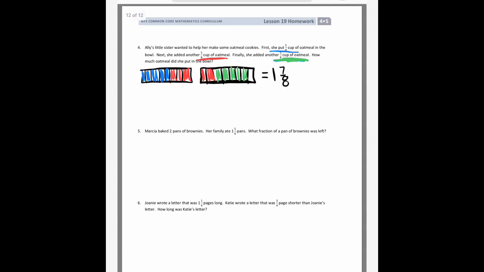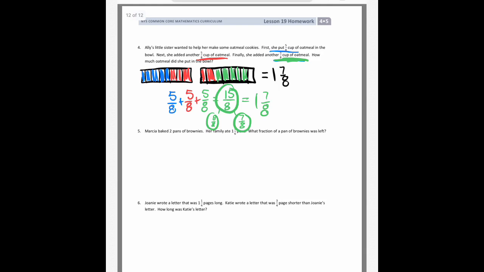So each time she added 5/8. So my problem would be 5/8 plus 5/8 plus 5/8 for the third time. And when you add those up, you're going to get 15/8. And if I turn that back into a mixed number, pulling out my 8/8, and that would be 7/8, you'd get 1 whole and 7/8, which is what we got with our picture as well.